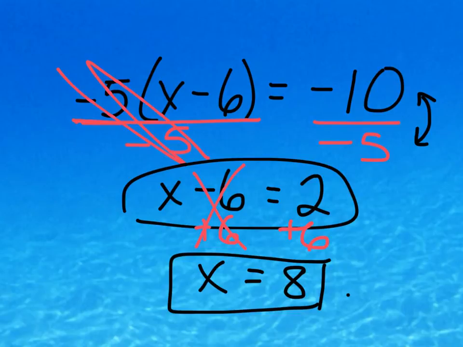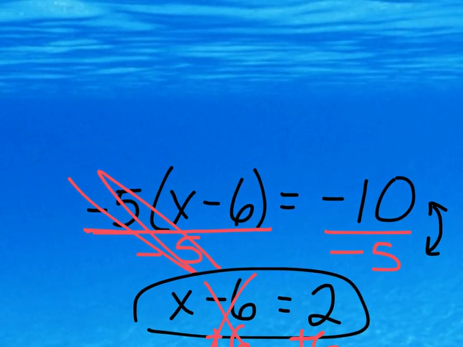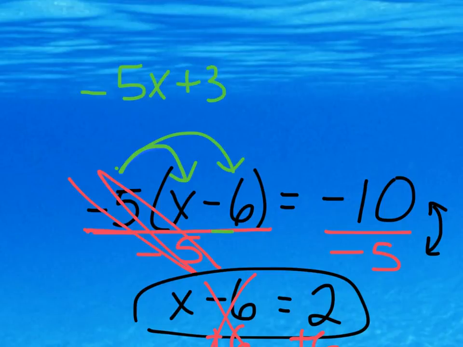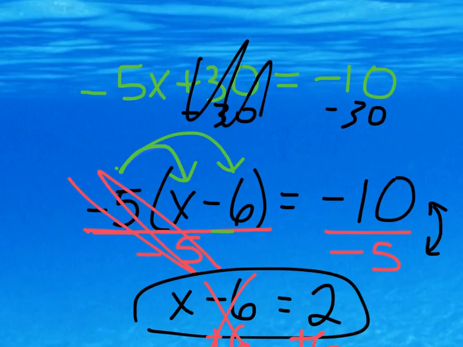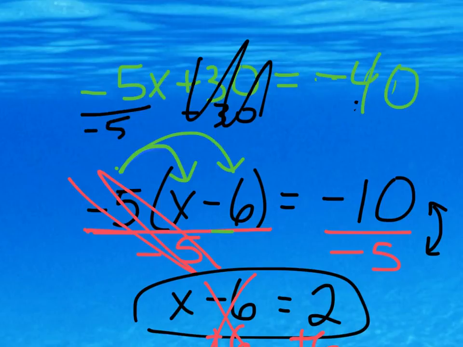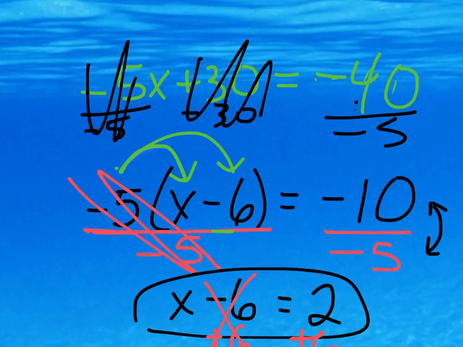Alternatively, we could have done the distributive property, where we would multiply, oh, can't really see that, multiply this -5 inside here, and you would get -5x, and then -5 times -6 is +30, equals -10. And then from there you would subtract 30 from both sides, canceling those out, and -10 minus 30 is -40. And then your last step would be to divide by -5, cancels those out, and you're left with x equals +8.